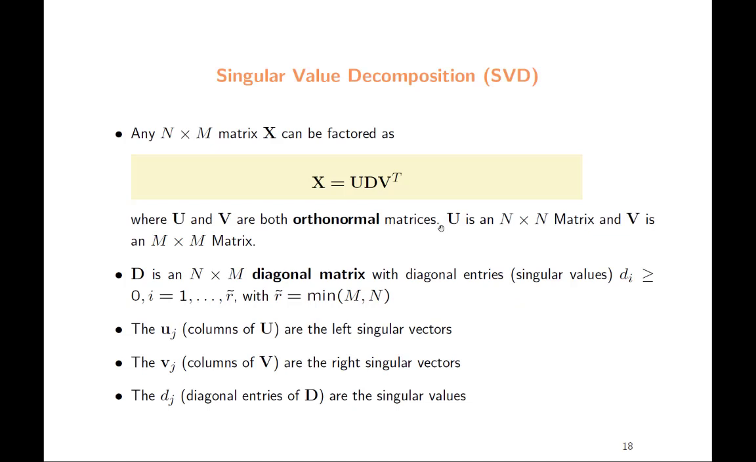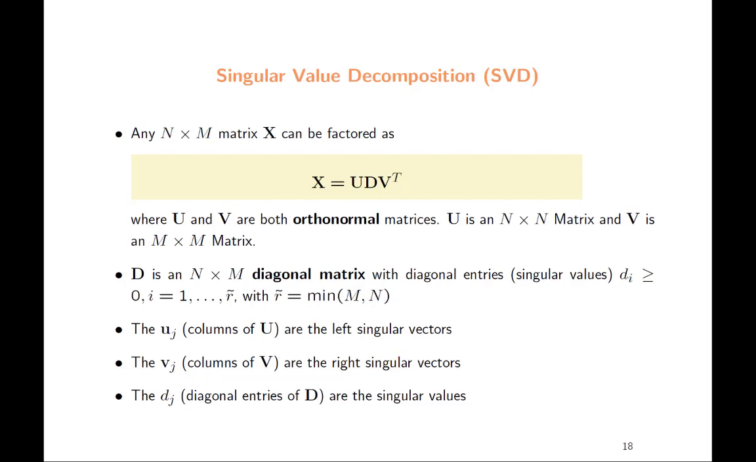Now this is a little bit challenging and might not be known to all of you, but it's a very powerful, very important decomposition of a matrix. Consider an n times m matrix X, and this can always be factored. There are no conditions on X; it doesn't have to be symmetric or have any special properties. It can always be decomposed into three matrices, typically written as the product U times D times V transpose, where U and V are orthonormal matrices. U is an n times n matrix, and V is an m times m matrix. And D is an n times m diagonal matrix, so you only have non-zero elements on the diagonal.